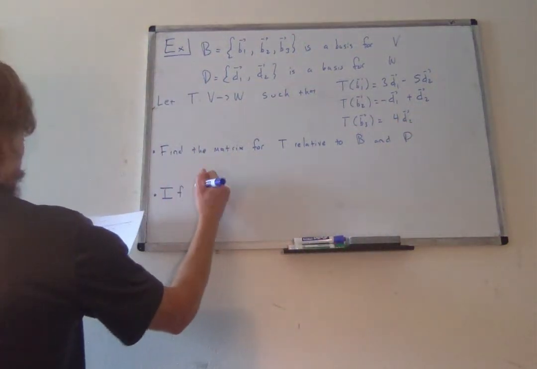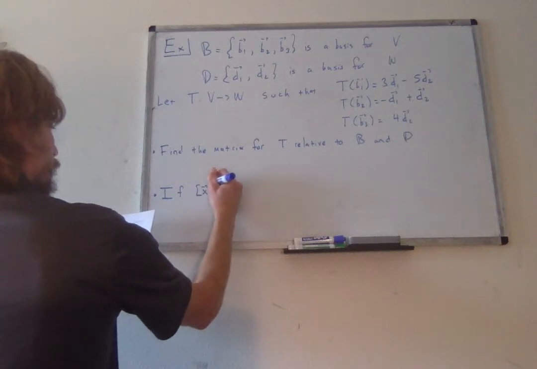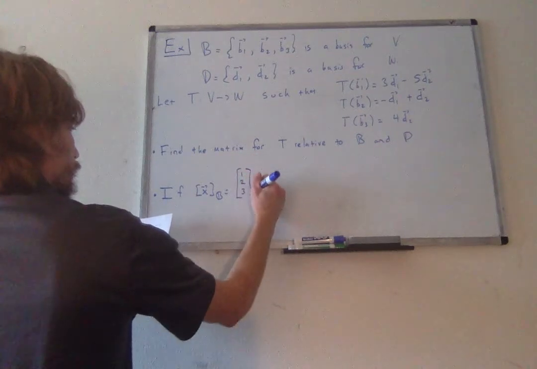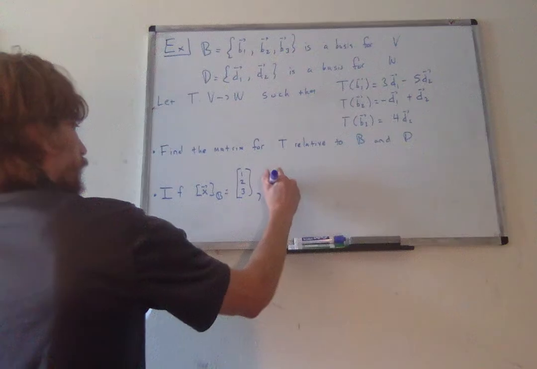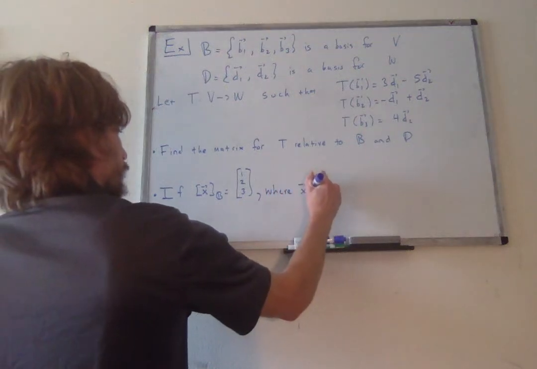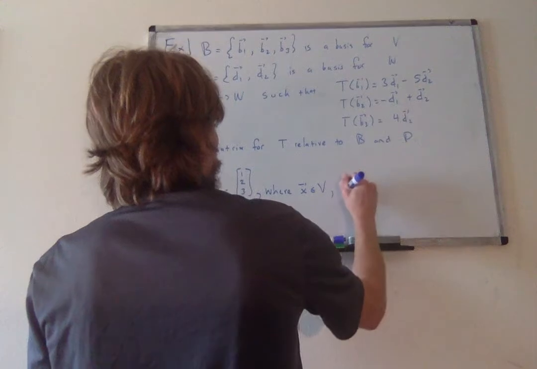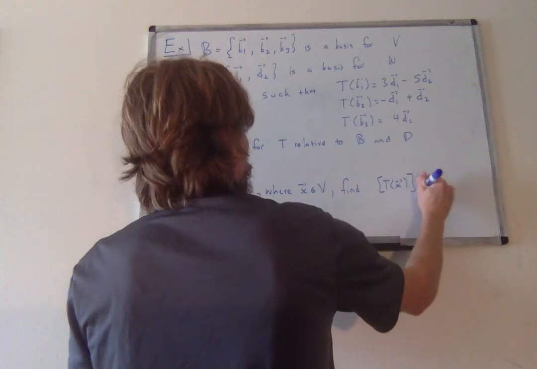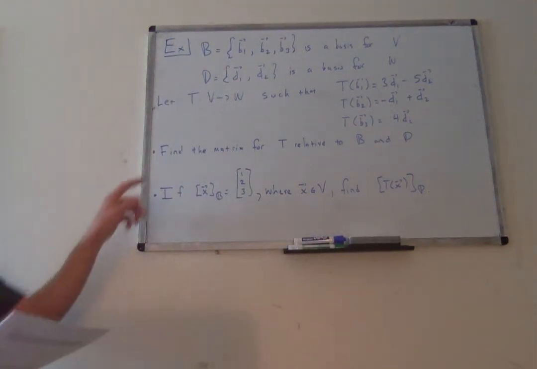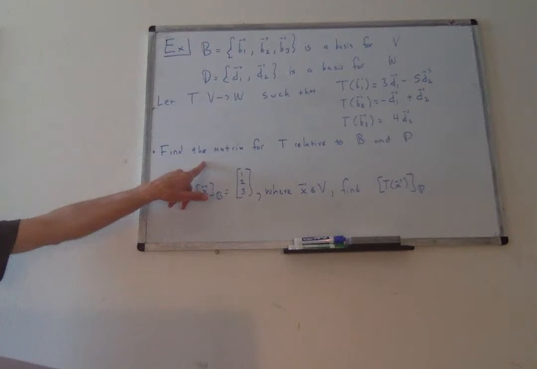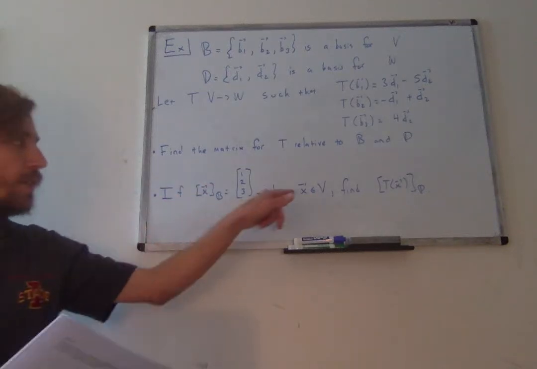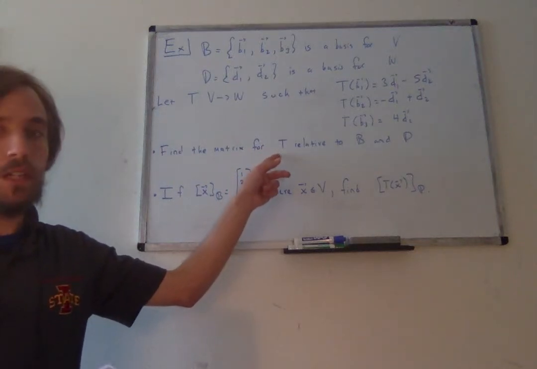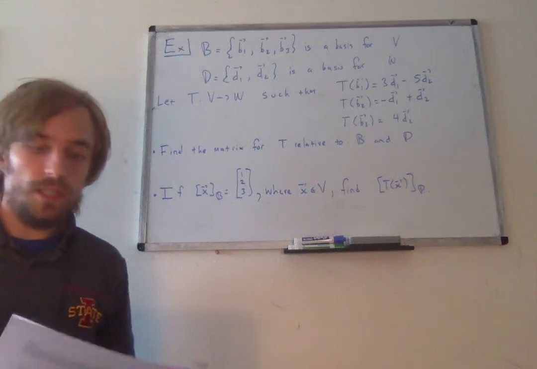And next, if I've got a vector X whose B representation is the vector 1, 2, 3, where X is in V, we want to find the D representation of T of X. So we want the matrix for T relative to B and D. And then we're given this vector in V along with its B representation. And so we actually want to use this matrix M, which we're going to find first, to calculate the D representation of the image of X.